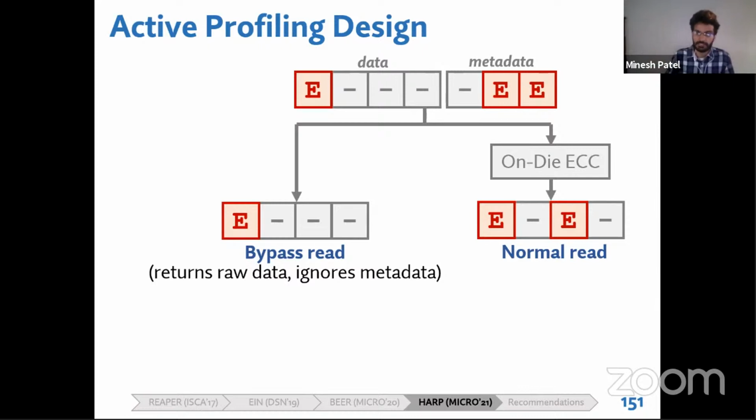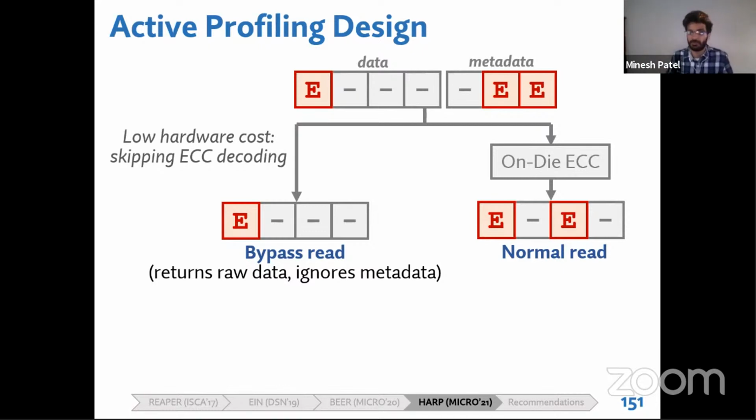So this is an important distinction because it shows that the bypass path has low hardware cost. We're simply skipping the ECC decoding process and returning the bits internally, and is actually reducing the operations performed on the output path. Similar bypass paths have been proposed in prior works, and we discuss this further in our paper.